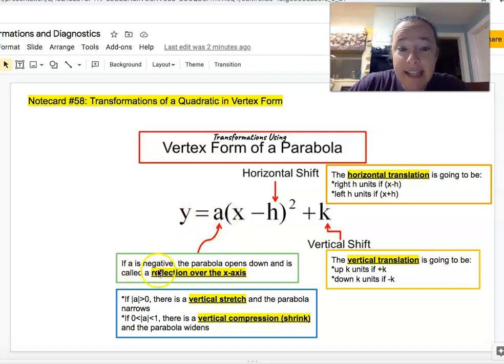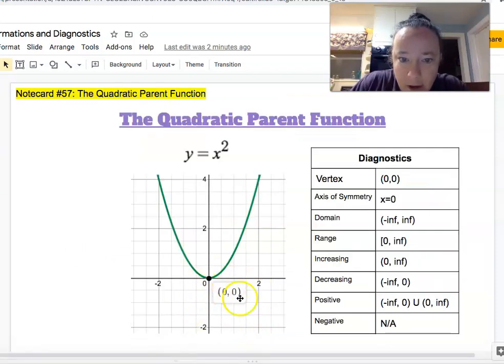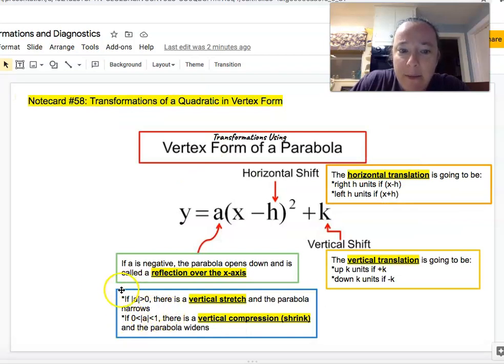We know that if A is negative, the parabola opens down. We already know that. But that's called a reflection over the x-axis. So remember, if it opens down, we'd have to have a negative in the front of that. Now we have a little bit more in this blue box that we need to talk about.